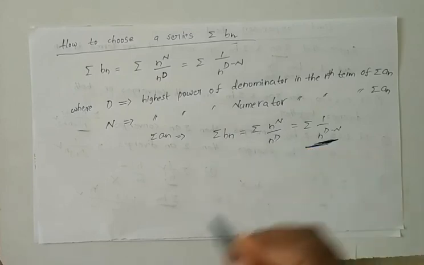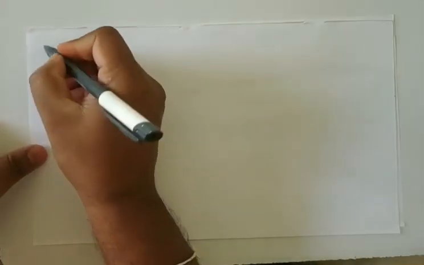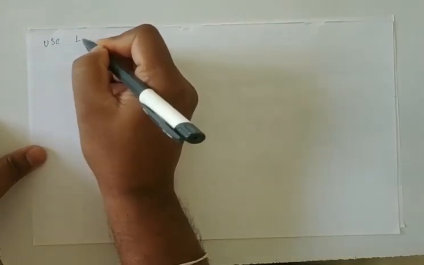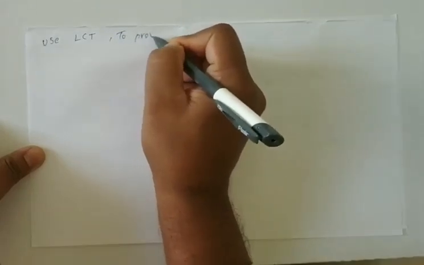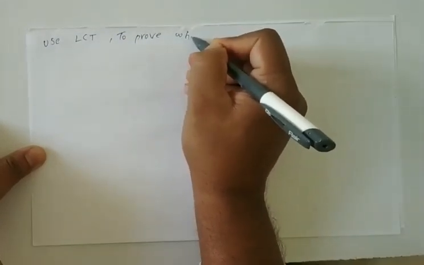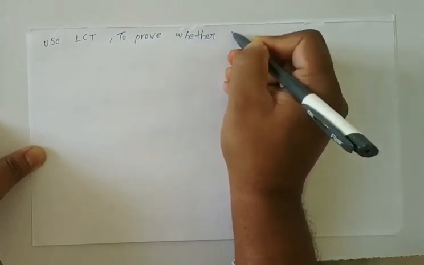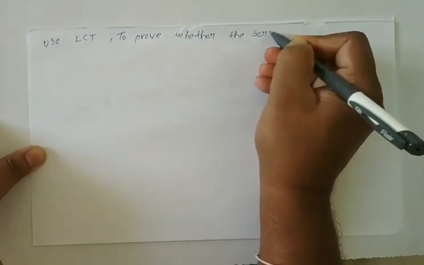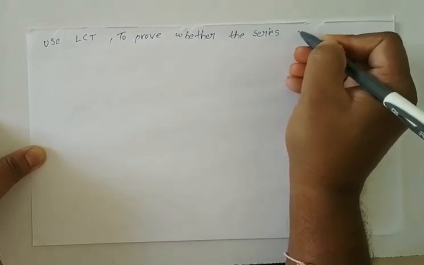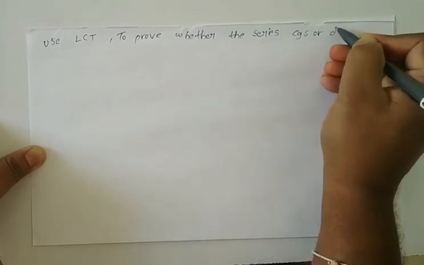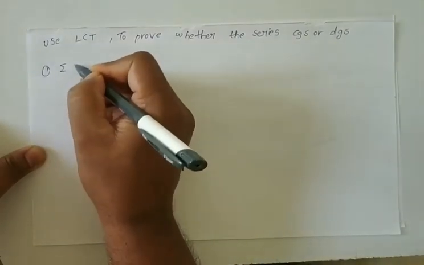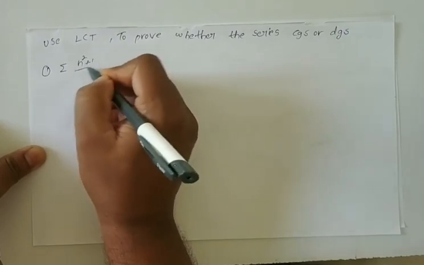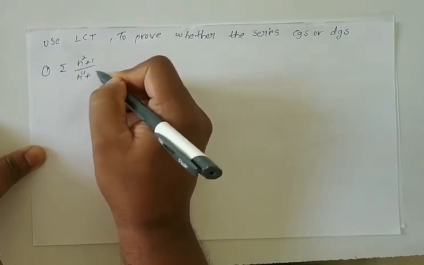Now let us see one example. Write down: use LCT, meaning limit comparison test, to prove whether the series converges or diverges. First one, summation n square plus 1 by n power 4 plus 4.